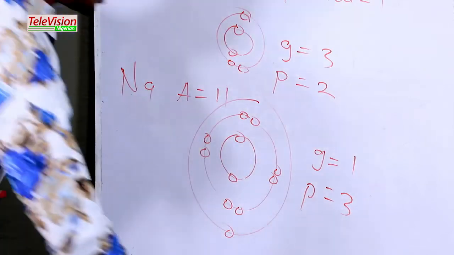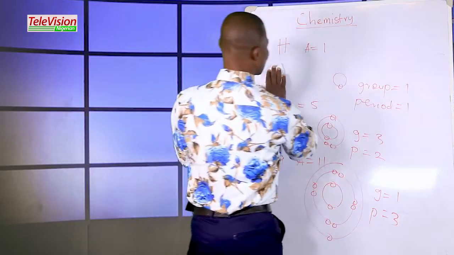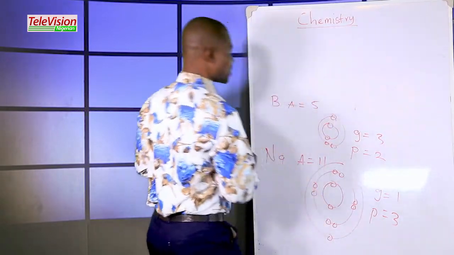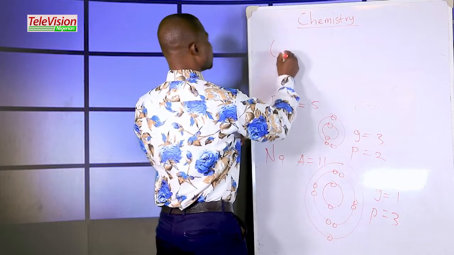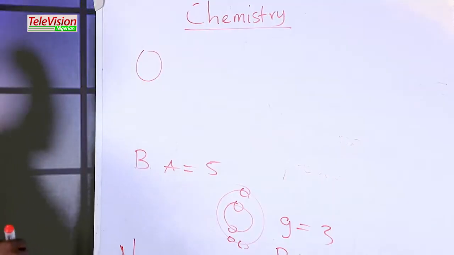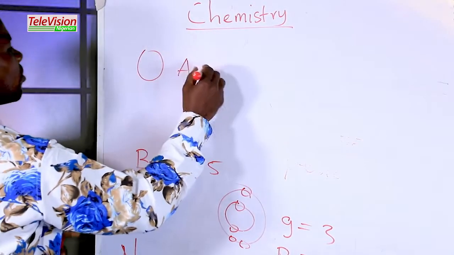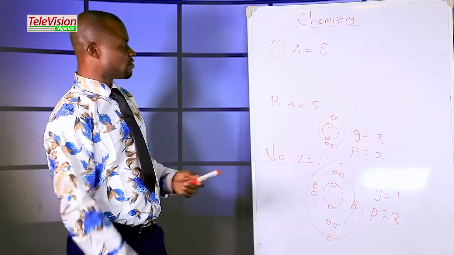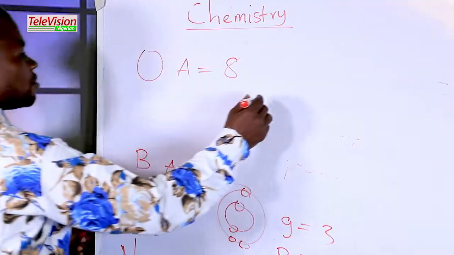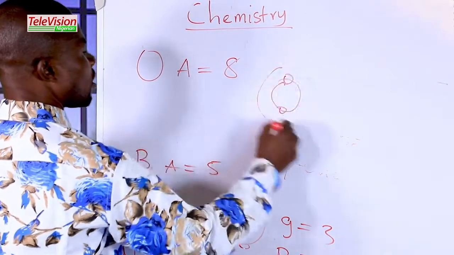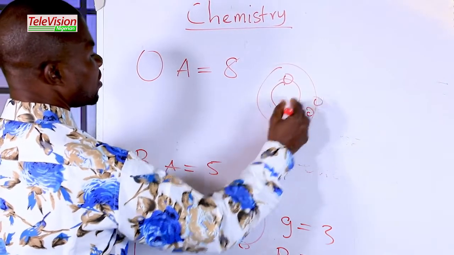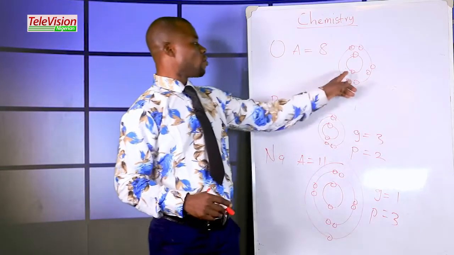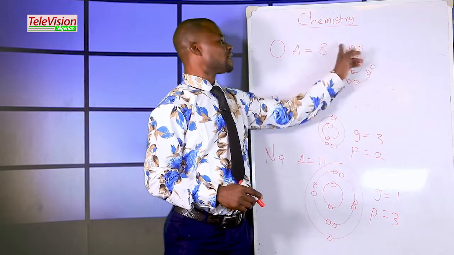Another example we're going to consider. Let's consider oxygen. The symbol of oxygen is O, and the atomic number of oxygen is 8. Then the electronic configuration of this oxygen is going to be 1, 2, 3, 4, 5, 6, 7, 8. Total number of electrons, 8.